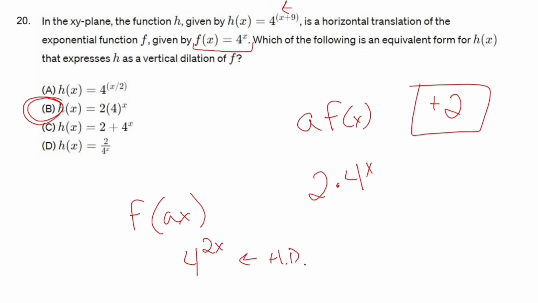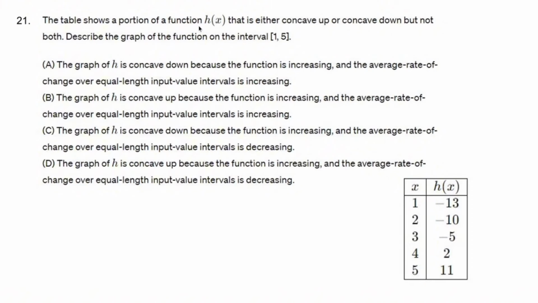Hope this helps. The table shows a portion of function h of x that is either concave up or concave down, but not both. Describe the graph of the function on the interval 1 to 5. So here we go. We have our graph between 1 to 5, and it's telling us right now that it's going to be concave up or concave down.